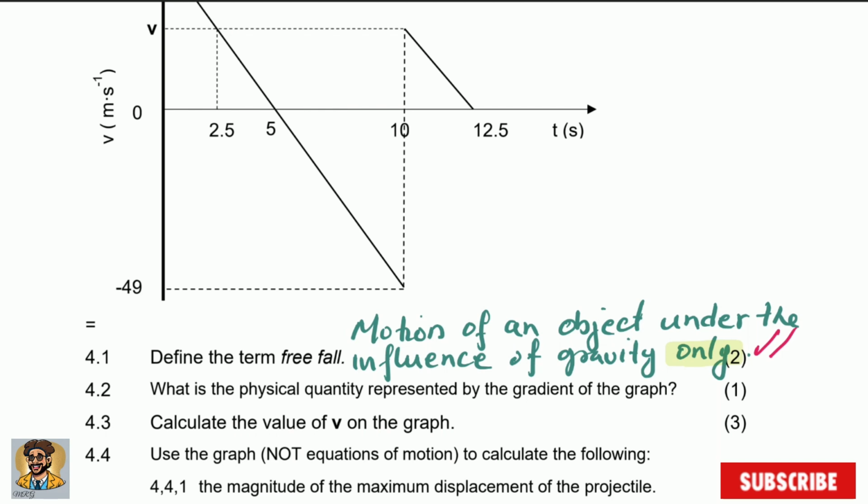What is the physical quantity represented by the gradient of the graph? We already spoke about this in previous videos, but we're going to repeat it again. The gradient is given by the acceleration of the graph, so we must remember this. The acceleration will be given by the gradient, or the gradient will be given by the acceleration. Next: calculate the value of v on the graph.